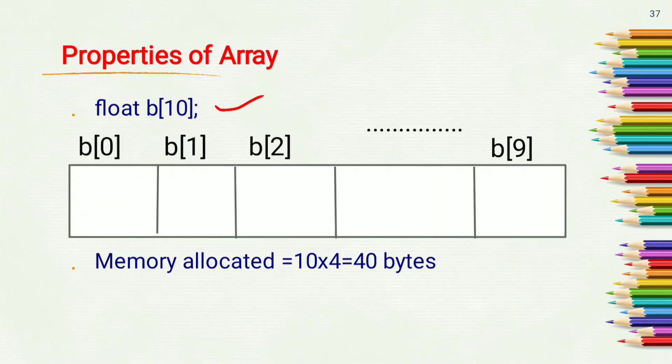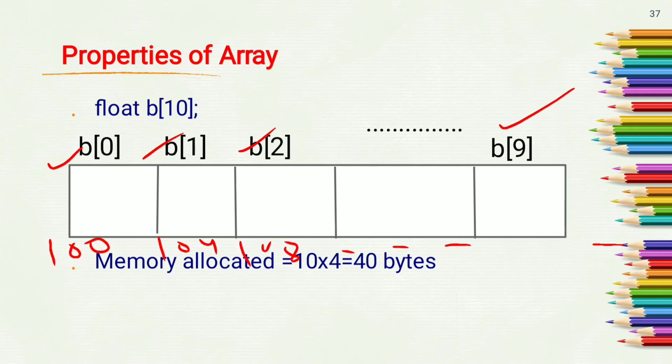Suppose I want to create an array of float type, that means real type, to store 10 numbers, then I have to write float b[10]. In this case, the first variable is b[0], the second will be b[1], the third will be b[2], and the last will be b[9]. Suppose the starting address of the first variable b[0] is 100, then the starting address of the second variable will be 104, then 108, like this. There will be a gap of 4 bytes, as we know that in C++ float variables require 4 bytes of memory.